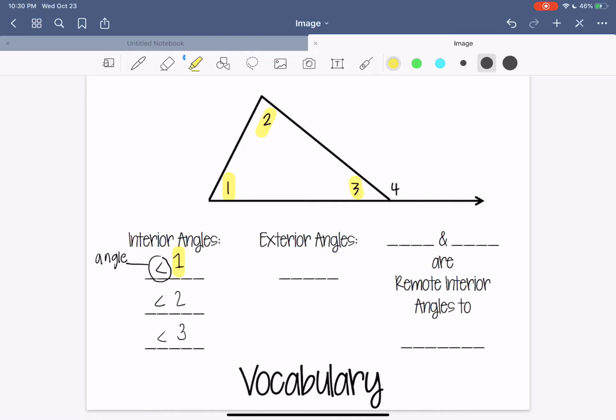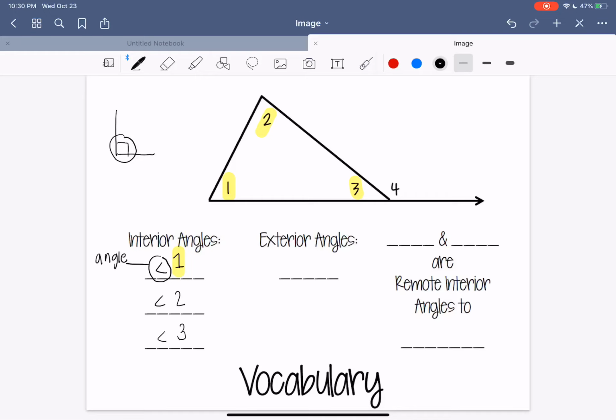So remember that little less than sign is not a less than sign, but it represents angle, like we've had different signs that represent different things. For example, if you had a 90 degrees sign, this indicates 90 degrees. Even though it doesn't say 90, we know that it means 90 degrees. So this angle sign means angle even though it doesn't say the word angle.